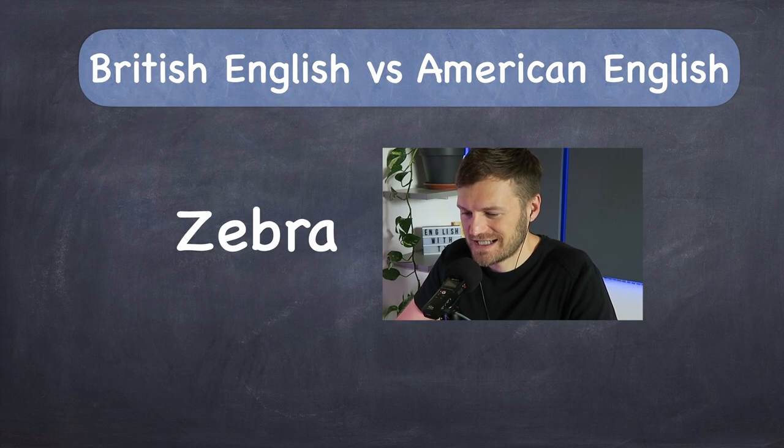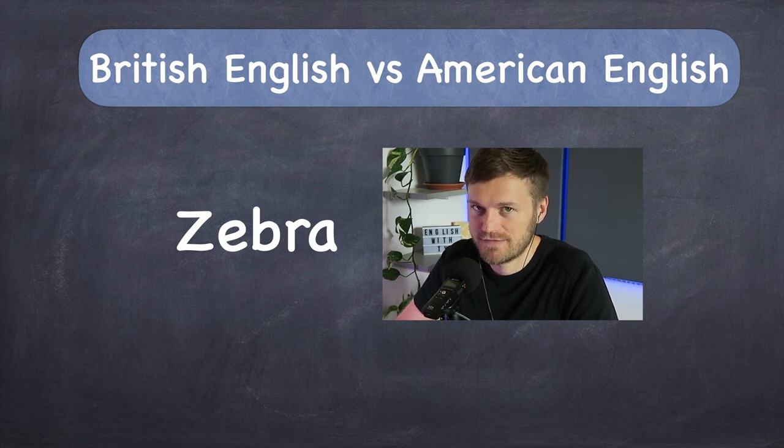The next word is spelled Z-E-B-R-A, and how would you pronounce this one? Now, this animal is pronounced zebra in British English. Not by everyone, but many people would say zebra. In American English, it would be more like zebra. So the E at the beginning would be pronounced once again like an E sound, a quite long E as well. Here's an example for you of the British English pronunciation.